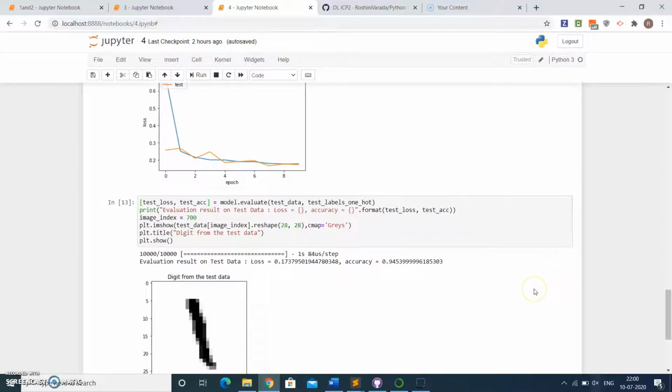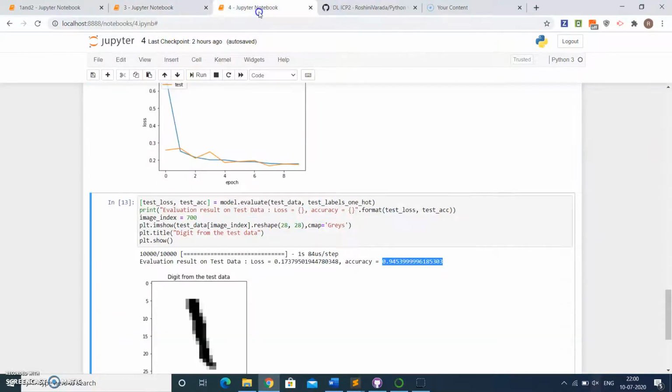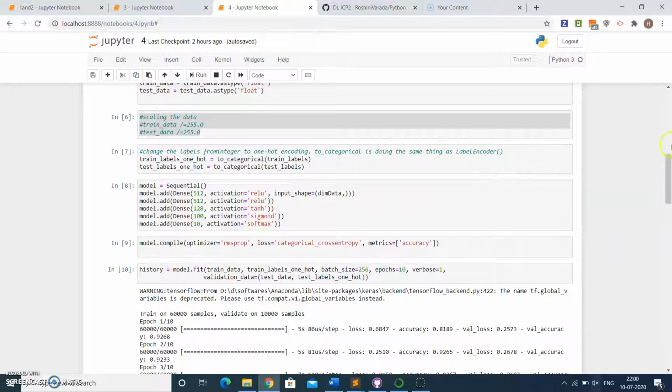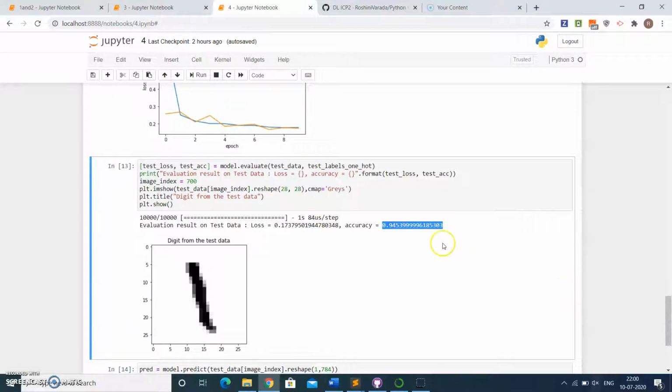And finally, we are going to calculate the loss and accuracy for this model, saying that the loss is 0.173 and the accuracy is 0.945. Here, what we could observe is that before, the accuracy was 0.98, whereas after the scaling is removed, by commenting out this part in this question, the accuracy has decreased.